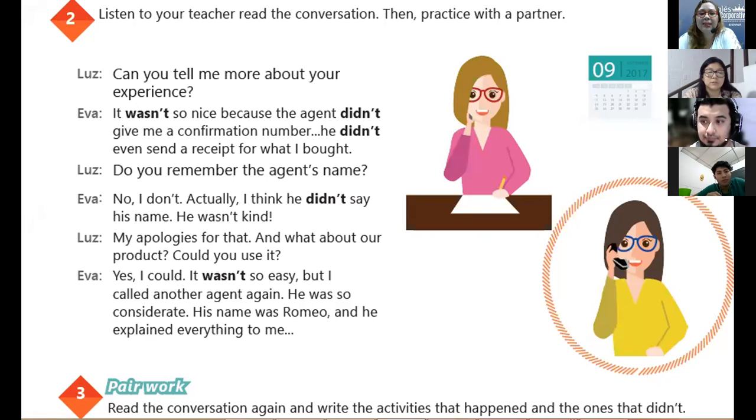Can you please start reading? Let's role play. Okay, let's role play. Luz is going to be Giovanni and Eva is going to be Linda.